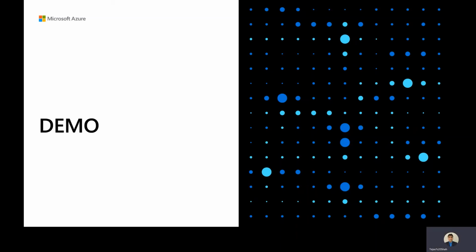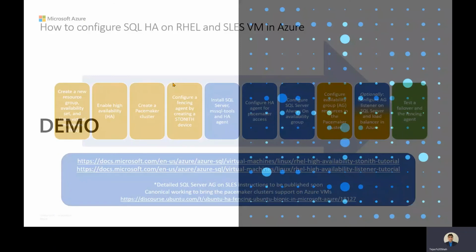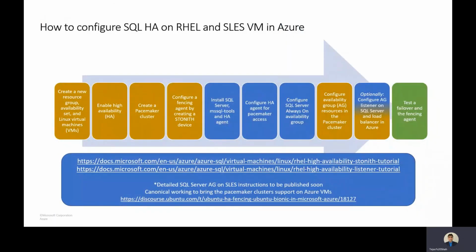Now let's quickly go over the steps required to configure a Pacemaker cluster and SQL high availability on both RHEL and SUSE VMs in Azure. Basically, I have divided all of this into 9 distinct tabs. At first glance, it may look a little daunting, but what we have to remember is most of these steps are actually one-time steps, and you do not need to repeat them. I also color-coded the steps: the gold steps are typically configured by system administrators, while the blue steps tend to be configured by database administrators in most cases. So let's just briefly talk through them.